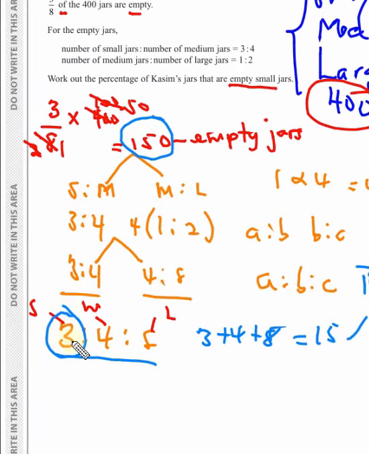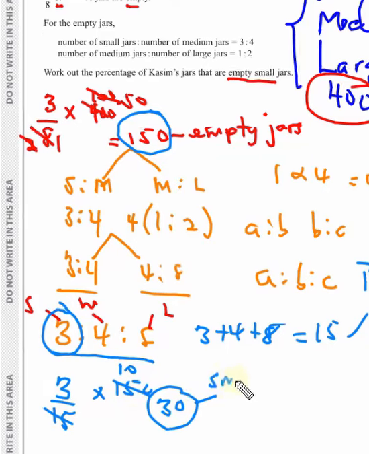What is the portion that represents small? That is 3. So 3 out of 15 times 150. Then how many 15 are in 150? That is 10. Then 3 times 10 will give us 30. This 30 represents small empty jars.